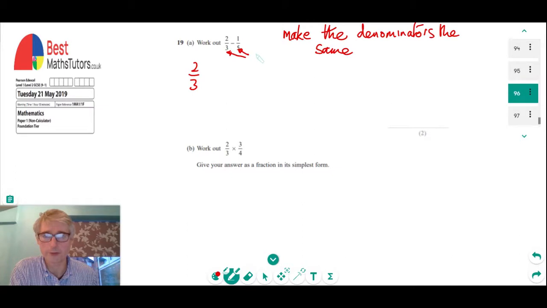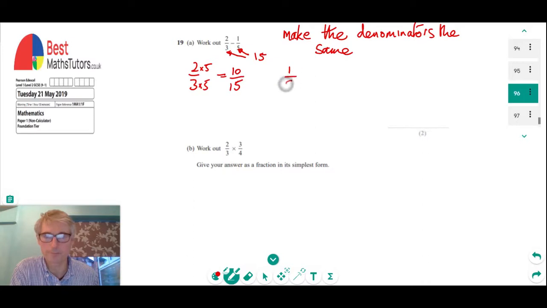So we can see they'll both go into the 15. So in order to do that, we'd have to multiply the 3 there on the bottom by 5. And got to do exactly the same to the top. So we've got to times that by 5 as well. And that's going to give me 10/15. So the 2/3 can be written as 10/15.